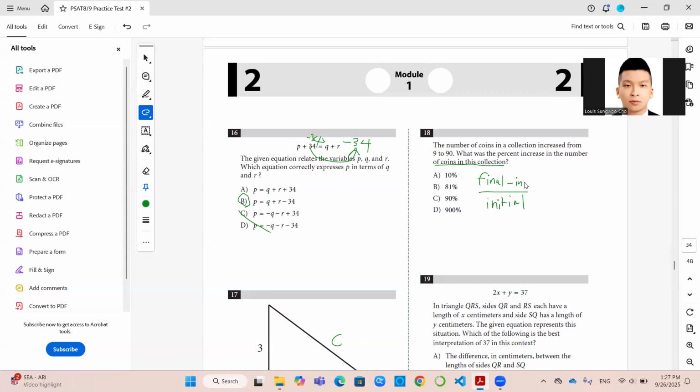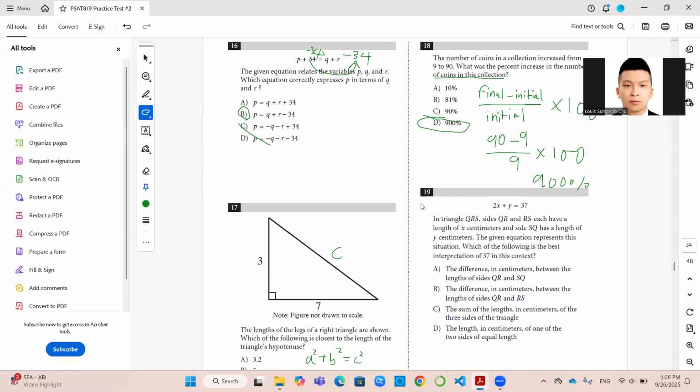minus initial. This is the formula. You times it by 100. So 90 minus 9 divided by 9 times 100. That is equal to 900%. So D is the correct answer. Okay.